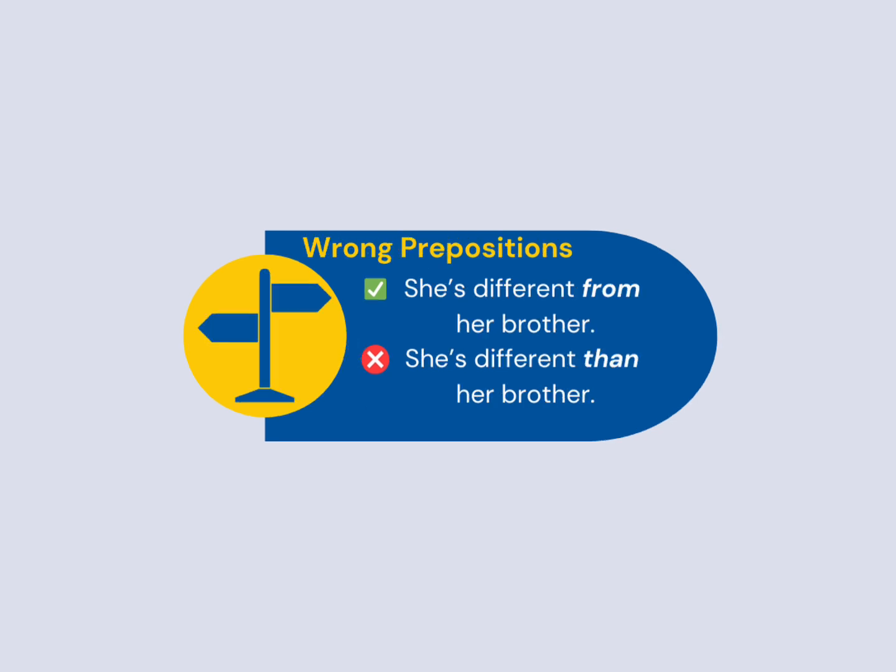Wrong prepositions. Prepositions like "from" and "than" often trip people up. Small changes can create big differences in meaning. The correct phrase is, "she's different from her brother," not "different than." Prepositions set up relationships between words, and choosing the wrong one can make your sentence sound awkward or grammatically incorrect.